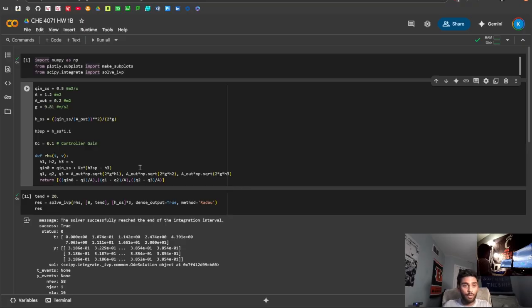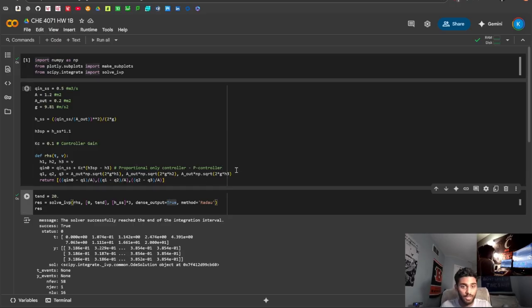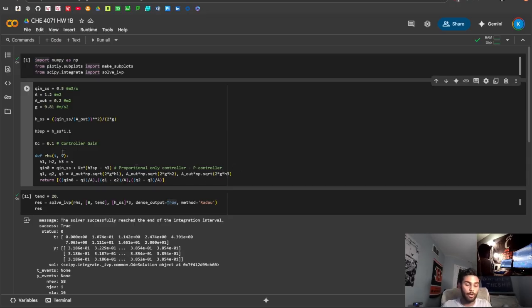And this model that we have, where we have our steady state inlet flow, and we're adding on this controller gain times the difference in our set point and our initial height. This is called a proportional only controller, AKA a P controller. This is the most basic type of process control that we can implement. It also is maybe not the best for this system, but we'll roll with it for now.